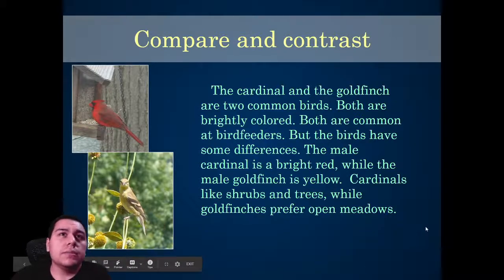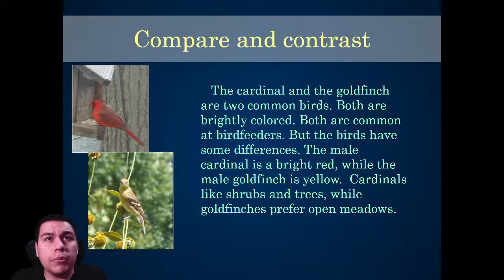Let's take a look at this. The cardinal and the goldfinch are two common birds. Both are brightly colored. Both are common at bird feeders, but the birds have some differences. The male cardinal is a bright red, while the male goldfinch is yellow. Cardinals like shrubs and trees, while goldfinches prefer open meadows.